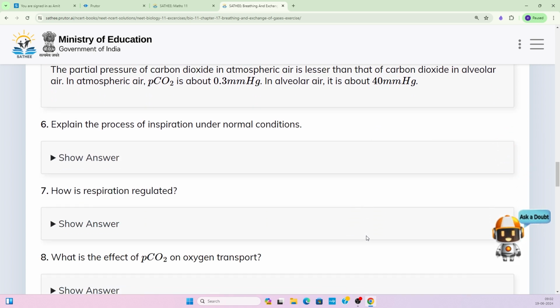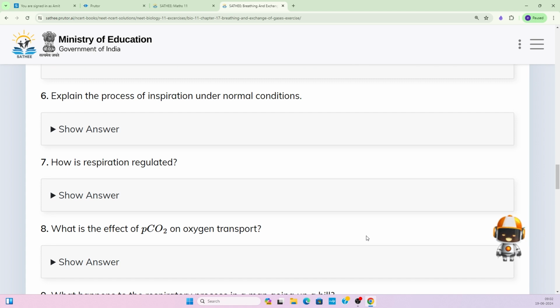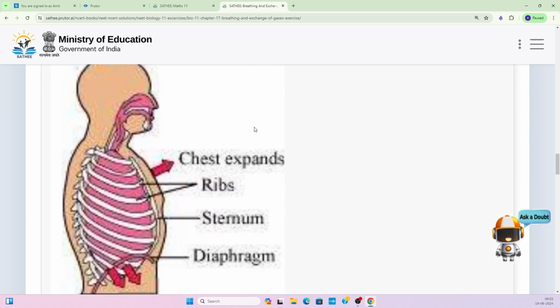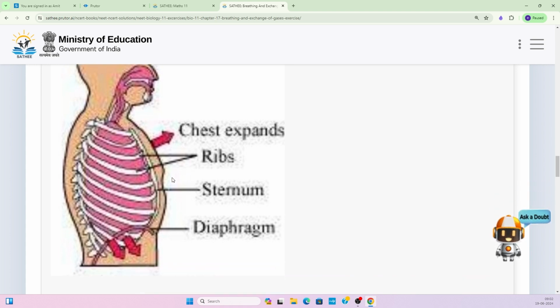Explain the process of inspiration under the normal condition. So what will be the process of inspiration under the normal condition? Let us see that. Here comes inspiration. The chest cavity expands. The chest cavity bends outward and upward, right? So the ribs move upward, the sternum also moves upward, and the diaphragm moves downward.